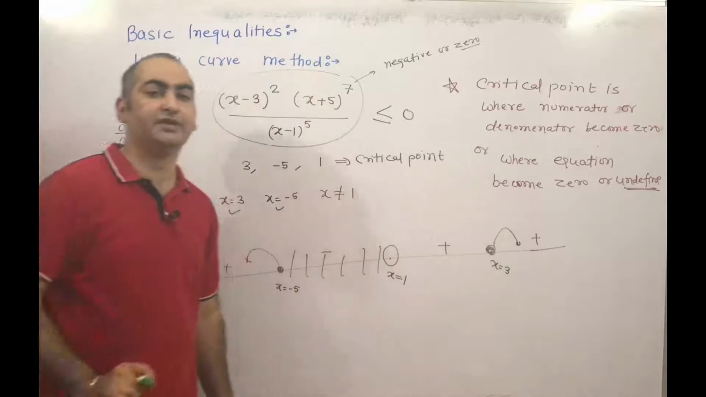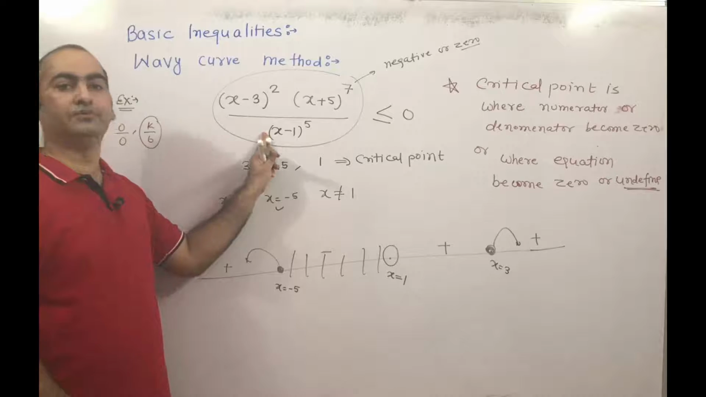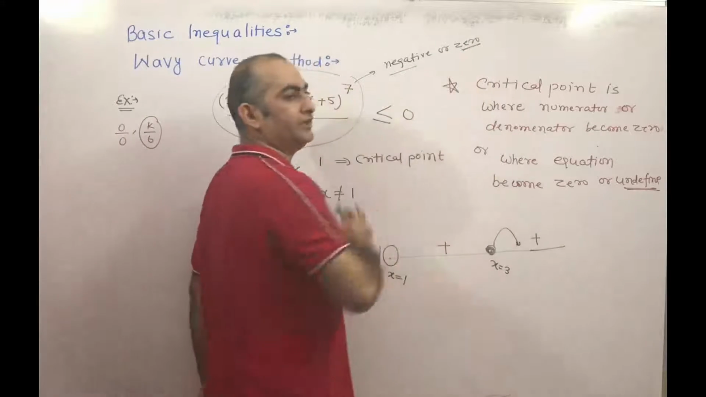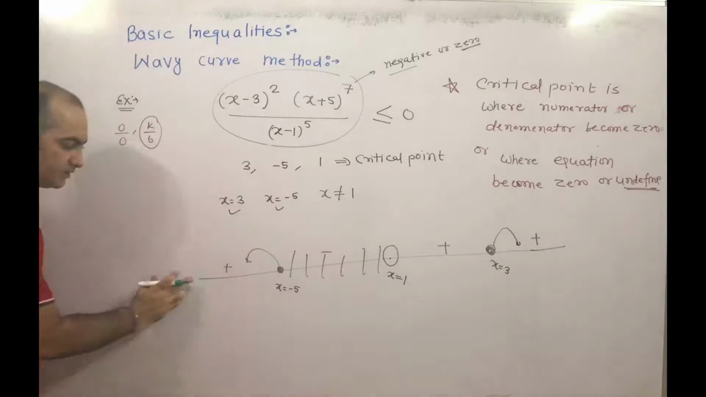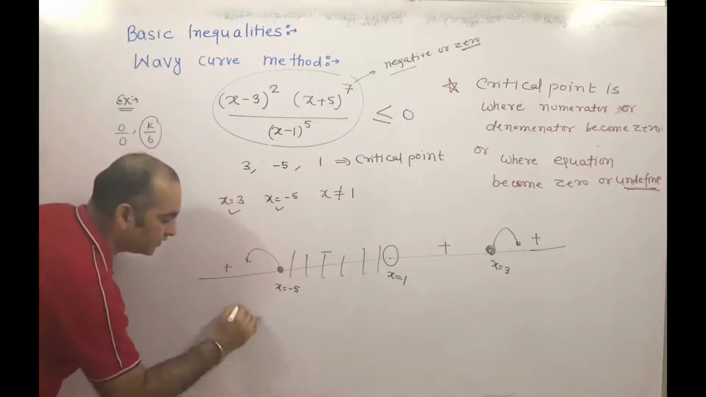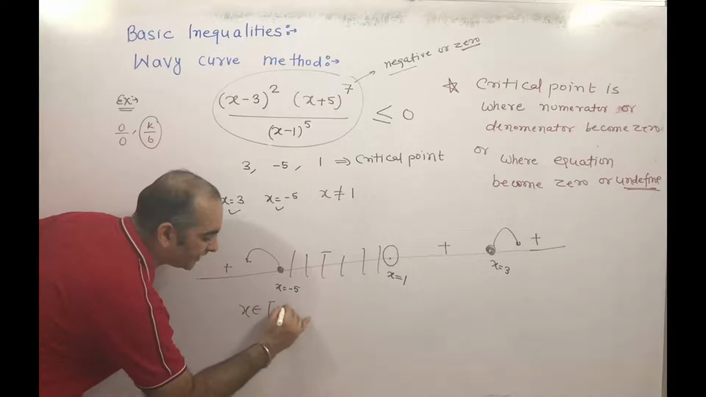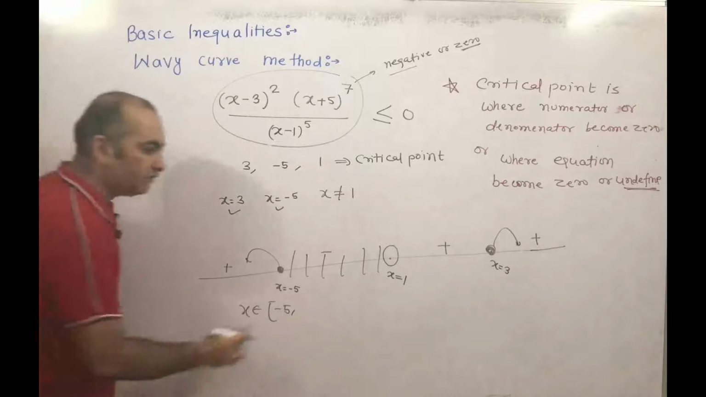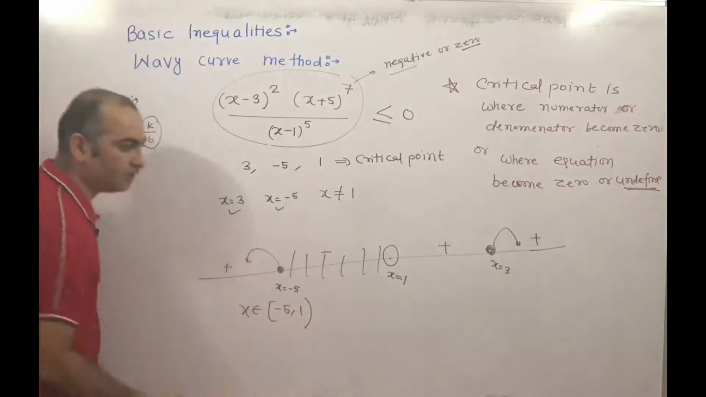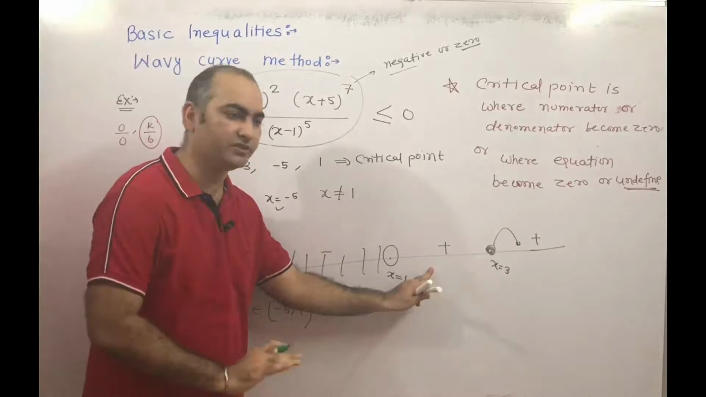One more thing we have to take care, that this has become 0. That also we want. Negative or 0 means what? We have to take here union. So you can see here this is positive. This is negative. So here minus 5 is included. So x belongs to closed interval minus 5 till what will come? Till 1. At 1 is what? Open bracket. This is positive portion. So this is not included.